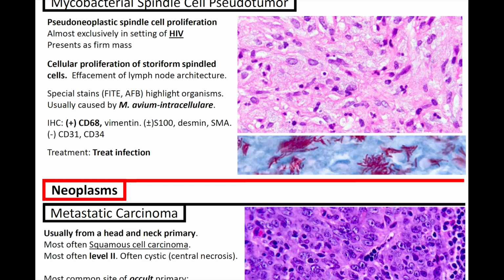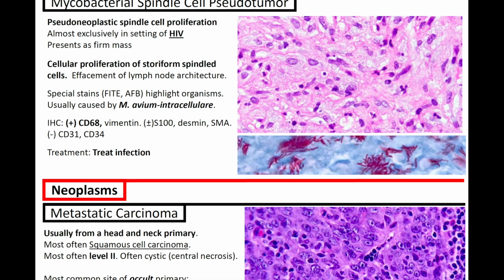So the last infectious lesion we're going to talk about is mycobacterial spindle cell pseudotumor. And this is a pseudo-neoplastic spindle cell proliferation, almost exclusively in the setting of HIV, that presents as a firm mass. So a mycobacterial spindle cell pseudotumor is going to be a cellular proliferation of storiform spindled cells, which is what we see here, all of these spindled cells, with effacement of lymph node architecture.